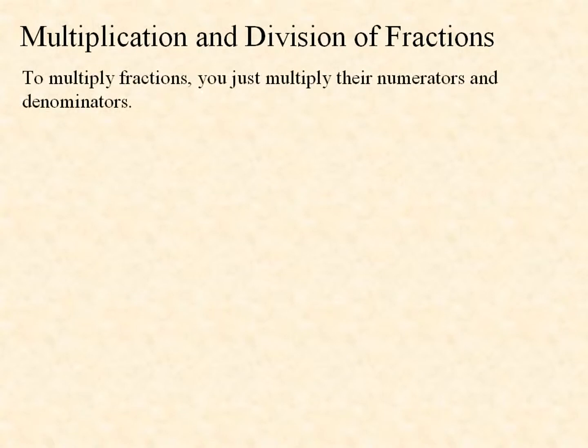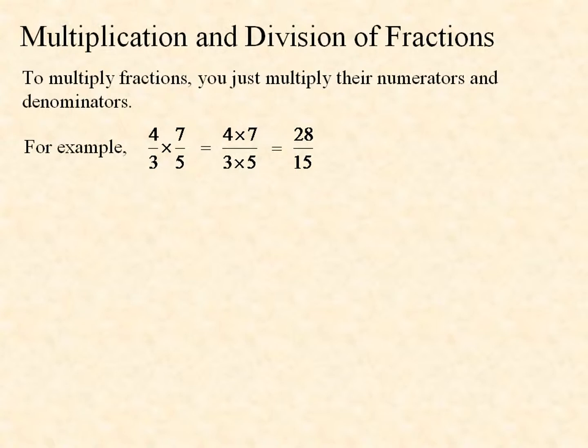Next, we will look at multiplication and division of fractions. To multiply fractions, you just multiply their numerators and denominators. For example, 4/3 times 7/5 is 4 times 7 over 3 times 5, which is 28/15. That can be split into 15/15 plus 13/15, and then 15/15, of course, is 1, so we have 1 and 13/15.